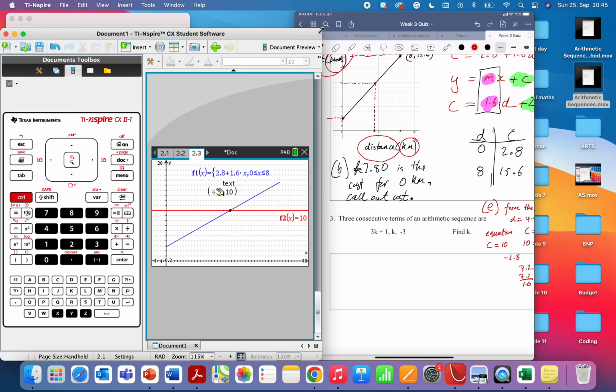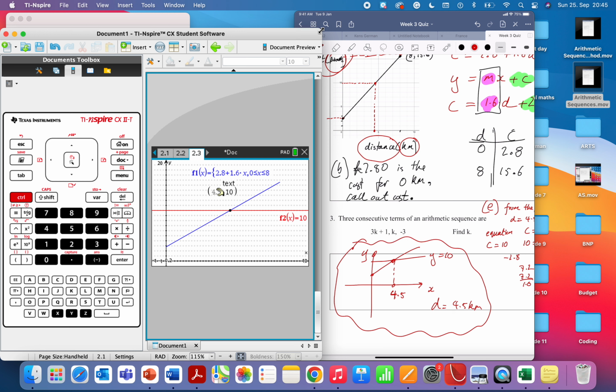Now, interestingly enough, if you wanted to transfer that down to your working out, what you would do is you would try and just sketch the graph like this. This is x and y. You'd have a nice little picture here. You'd maybe say this is y equals 10. And then you just have this 4.5. This would be your working out. And then you would have D equals 4.5 kilometers. And that's perfectly fine for showing your working out if you've used a graph on your calculator.